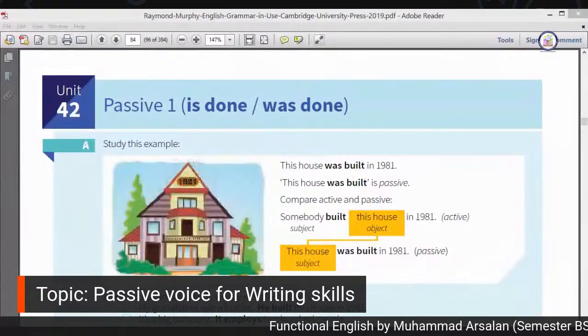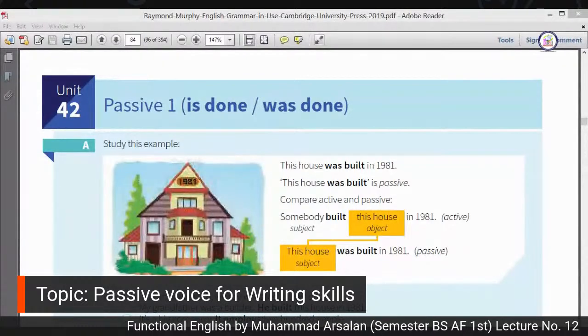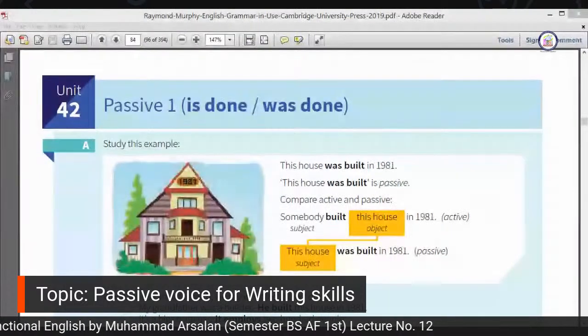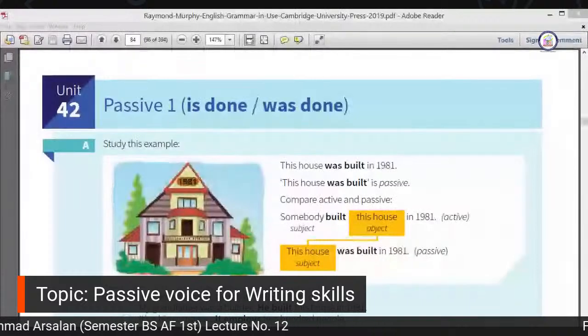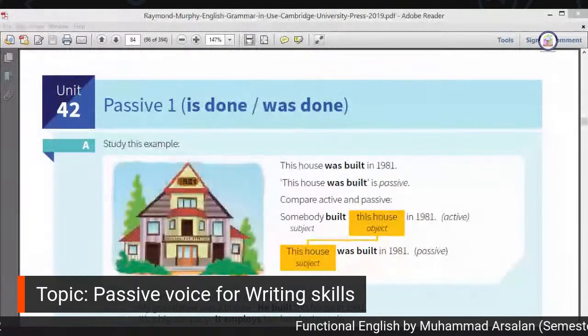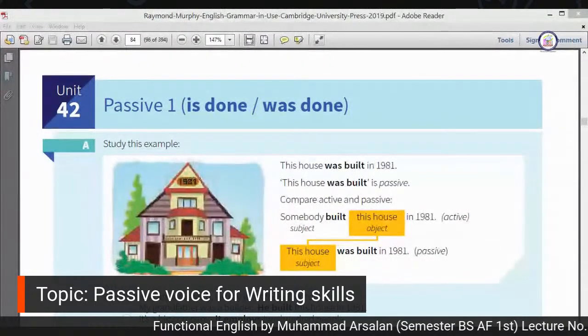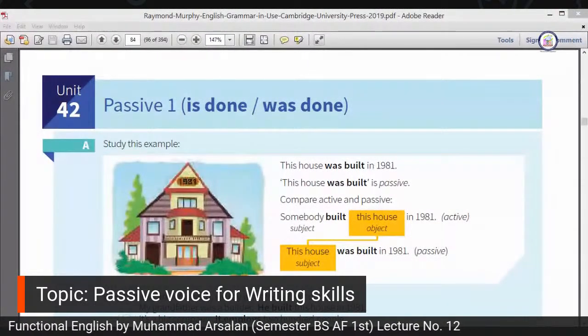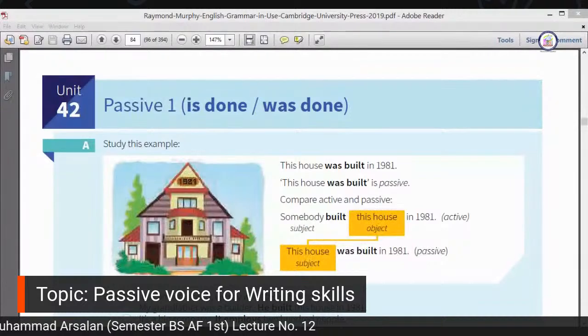Similarly, when the subjects are not clear, or they are obvious, like farmers grow mangoes, we would not say farmers grow mangoes because it is obvious. So we'll say mangoes are grown in Pakistan.